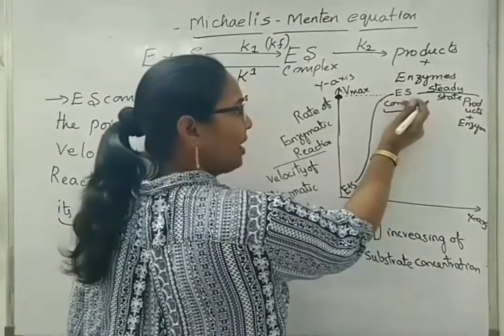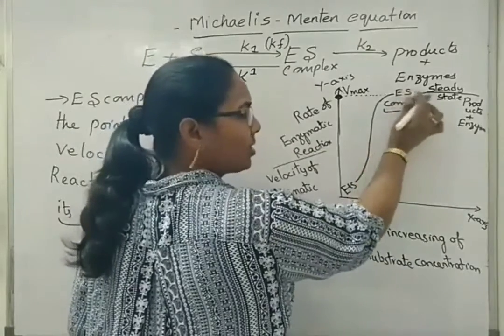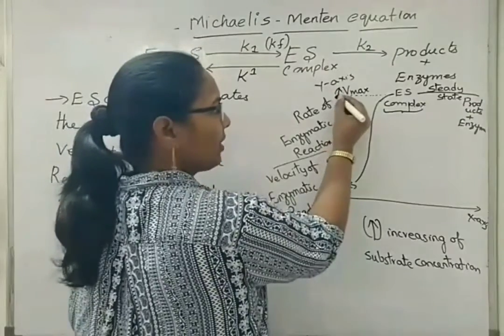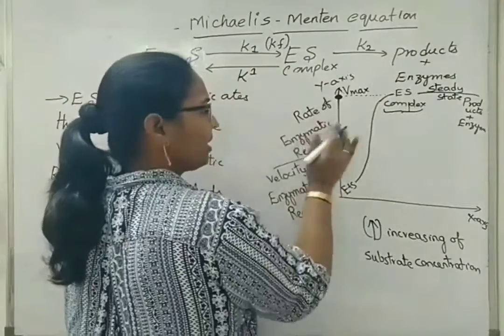This is the location where all enzymes and substrate complexes have been formed. But here there is no value. We are just seeing the increasing number. The values can be noted from the y-axis, which we are writing here as rate of enzymatic reaction.